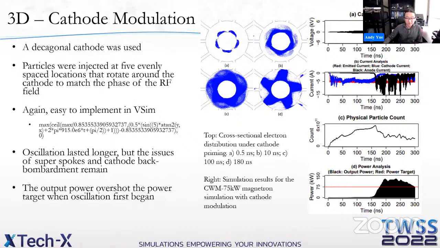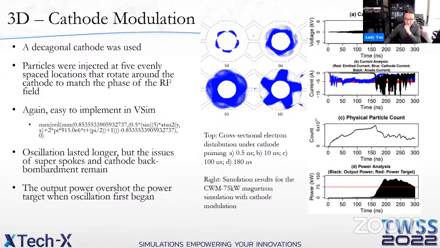The point of this slide is to show you the type of control that Vcm gives you. In this case, I want to inject electrons at 5 evenly spaced locations that rotate around the cathode to match the phase of the RF field. This uncommon simulation setup was to accompany the experimental setup that we were doing. In Vcm, you have complete control over where and when particles are emitted and introduced into your simulation. In this case, my electron injection was described by this very messy function you see under the third bullet point.